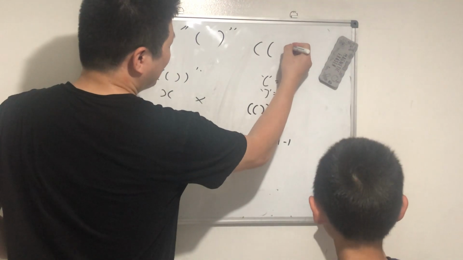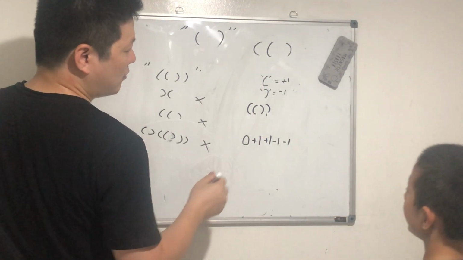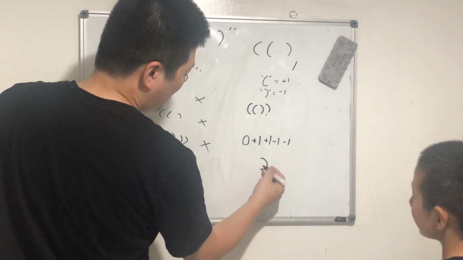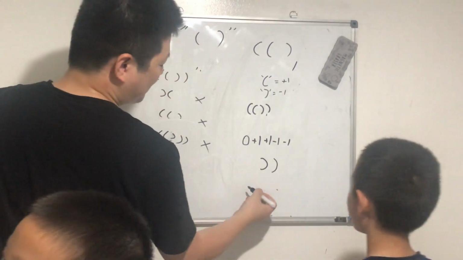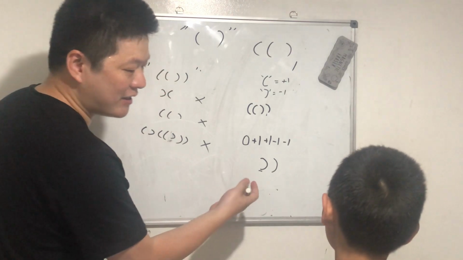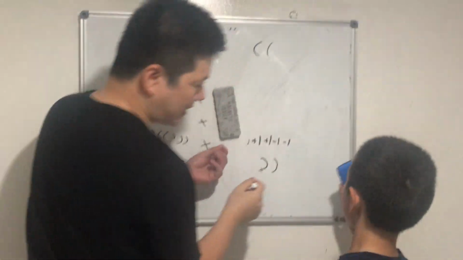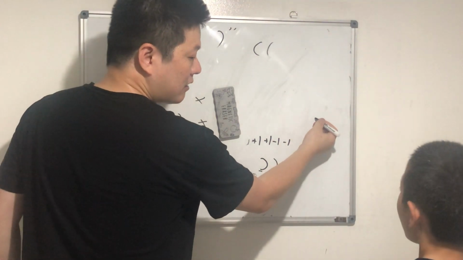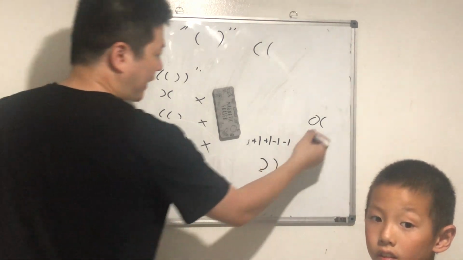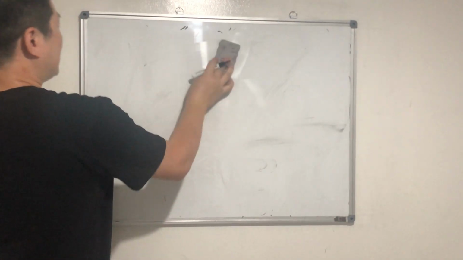For example, like that: what's the balance after this? 1. What's the balance? -2. But when it's -1 here, we immediately know it's not a valid parenthesis. That's good. What's the time complexity of this one? O(n). Okay.